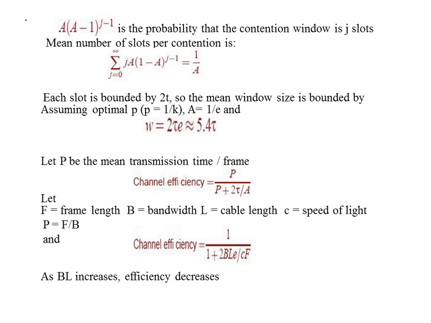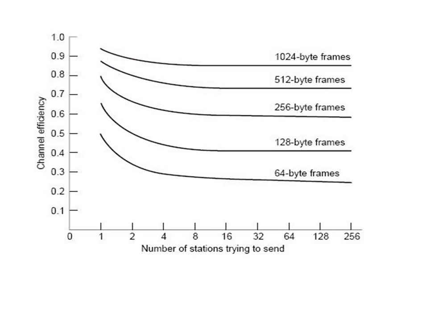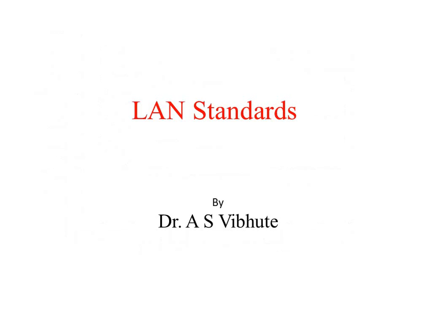So as the bandwidth and cable length increase, that means bandwidth is increasing and cable length also increases, this will decrease the efficiency. This is how they have measured the performance of 802.3. As the number of frames goes on increasing, and the number of stations also increases, the channel efficiency decreases, and after substantial time it remains the same. It is constant.